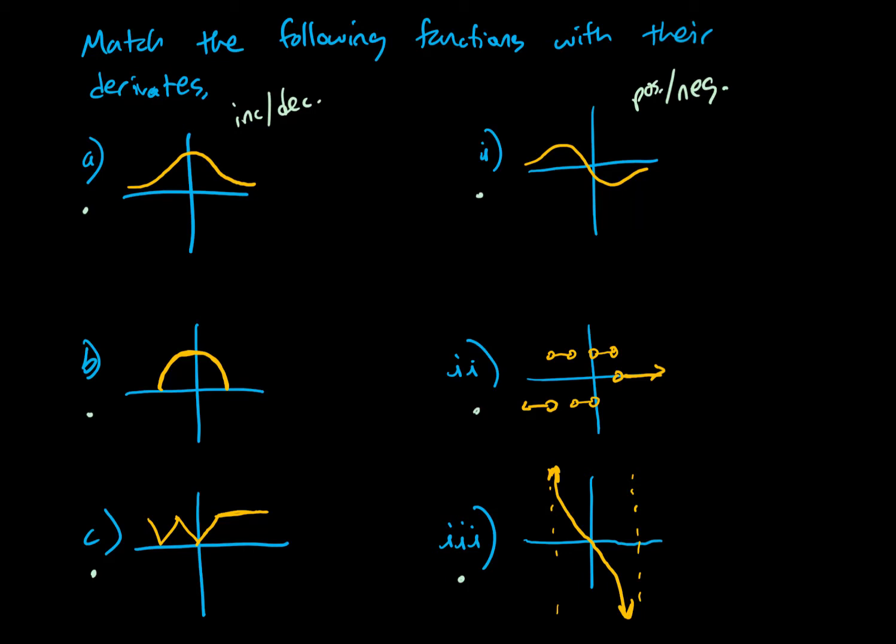Okay, so when I'm looking at this first one, part A, first thing I notice is I hit 0 somewhere here in the middle. So my derivative function has got to hit 0 in the middle. And when I say hit 0, I think about it. This is a slope of 0, right? There's no increase, there's no decrease.